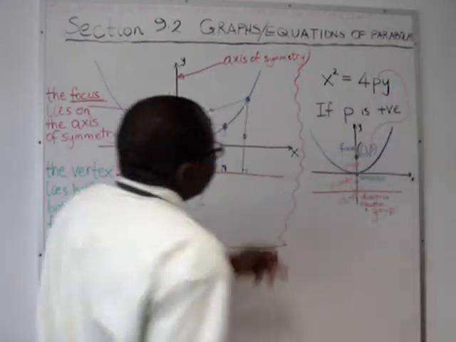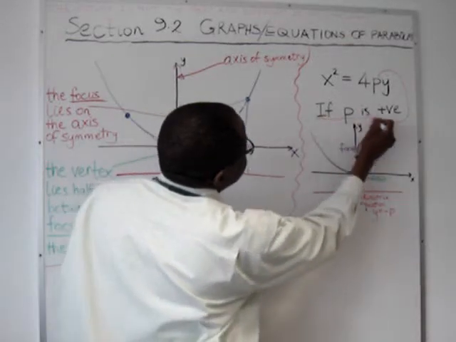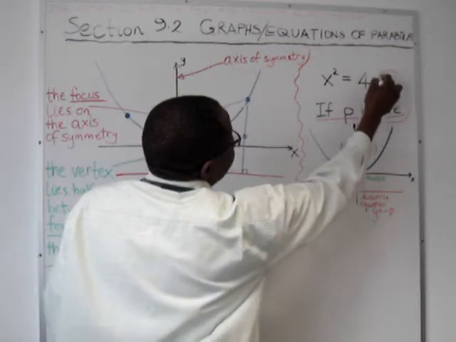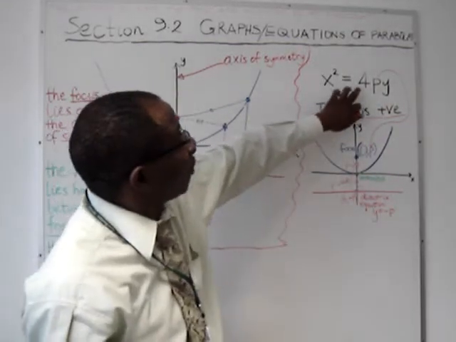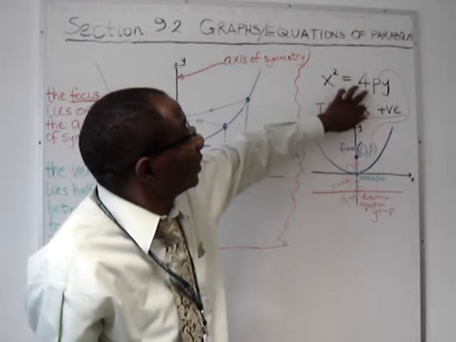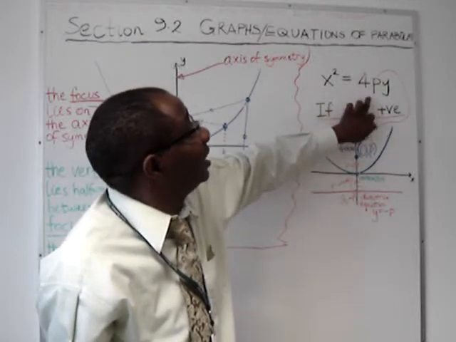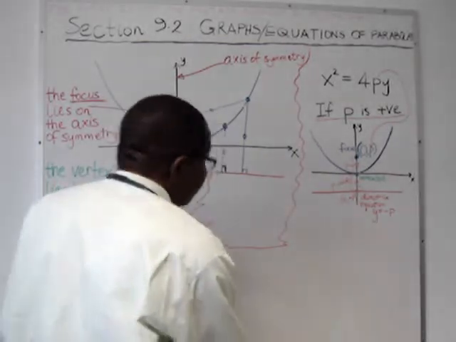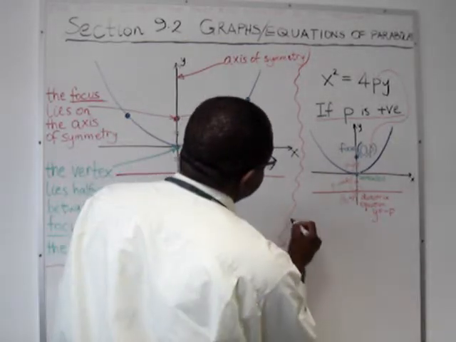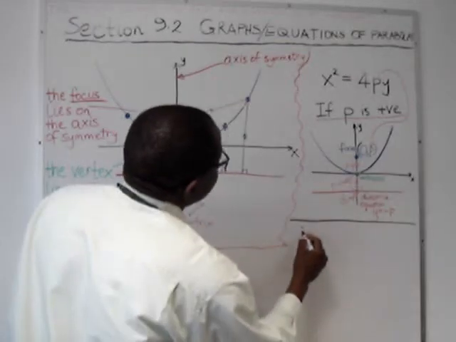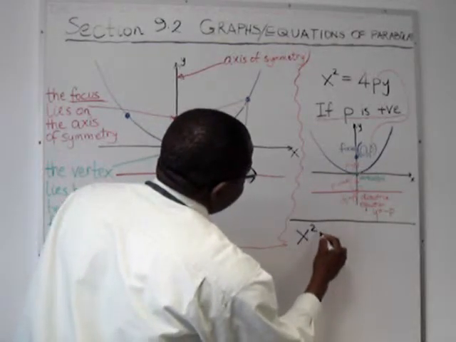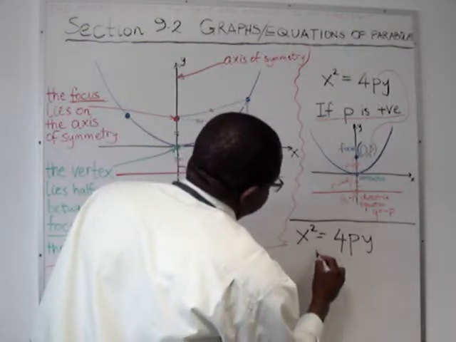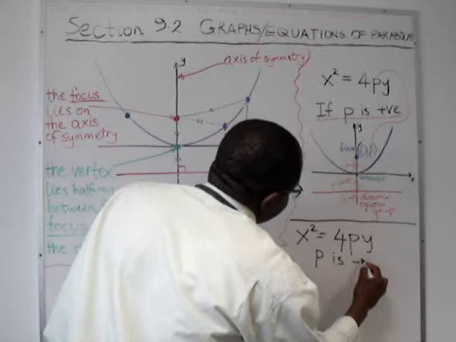This is the case if p is positive. Remember, I kept telling you that it depends on what the value of 4p is. But of course, 4 is positive. 4 is a constant. So what I kept saying really means it depends on what the value of p is. So let's look at the case where p is negative. We take on the same case, x squared equals 4py, where p is negative.